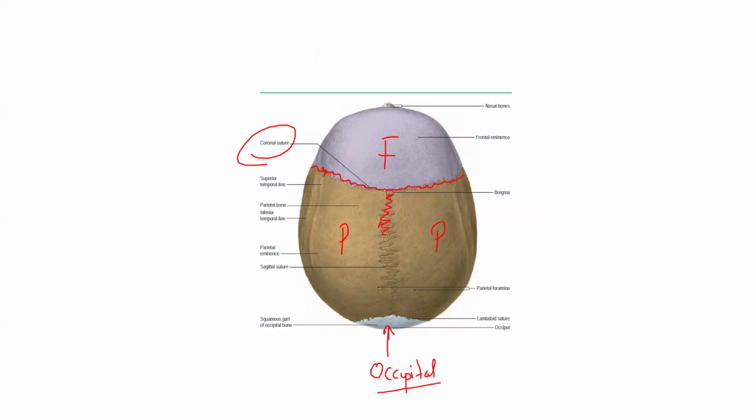This suture is known as the sagittal suture. This suture is known as the lambdoid suture. The junction of coronal and sagittal suture is known as, anybody? Neha. Neha, are you there? Yep. Bregma, as it is written. Yeah, it's bregma. Very good. So this is known as bregma.